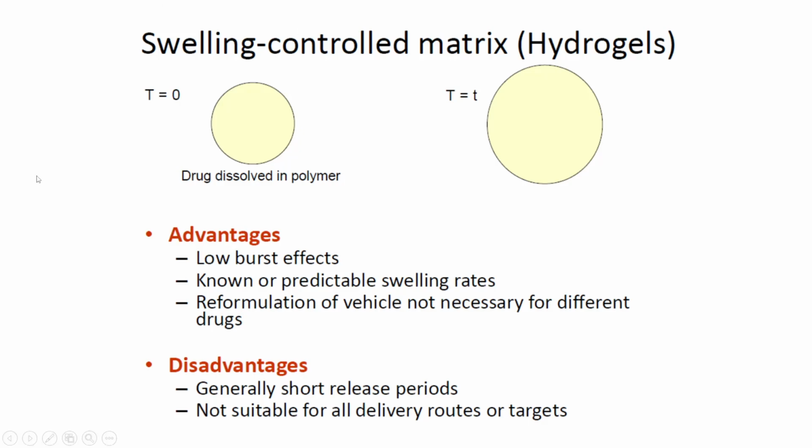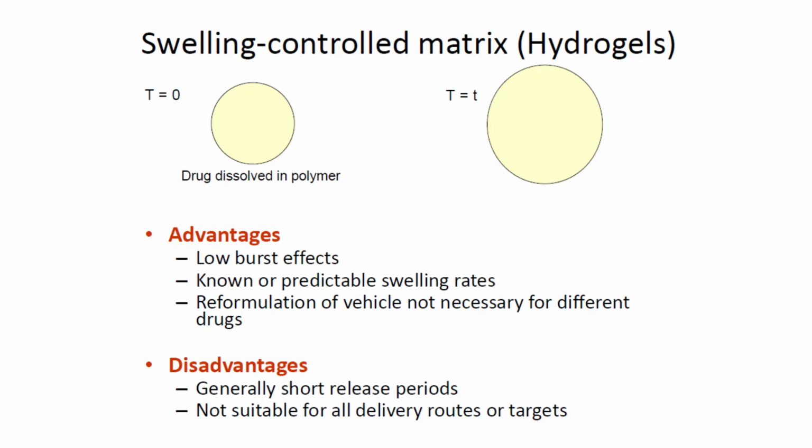The advantages of this system are low burst effects, because there is no membrane here. In the previous case where we saw the burst effect, you have this non-erodible membrane which gets saturated. There is no such thing happening here, so you don't have any burst effects.